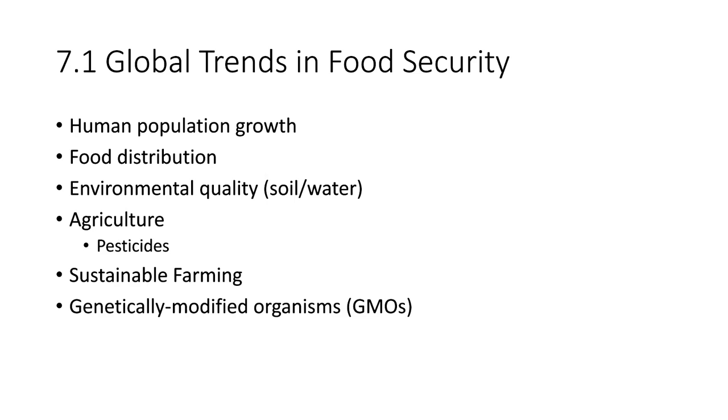And then we'll ultimately finish with GMOs, genetically modified organisms, how those could potentially help us provide enough food for the entire population, as well as some of the potential drawbacks and issues with them. And then sustainable farming as a whole, on a large scale: what can we do to make sure that the process of producing this food is something that we can continue into the future indefinitely.